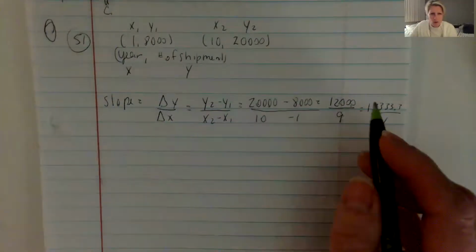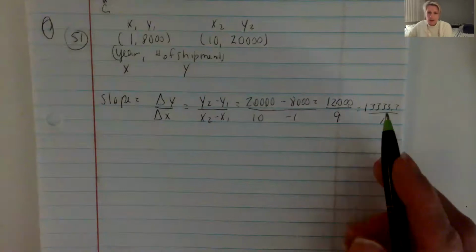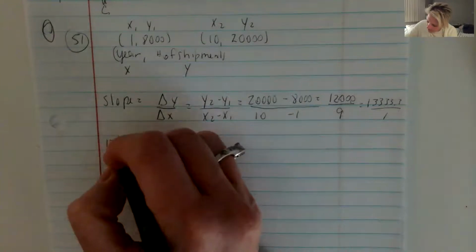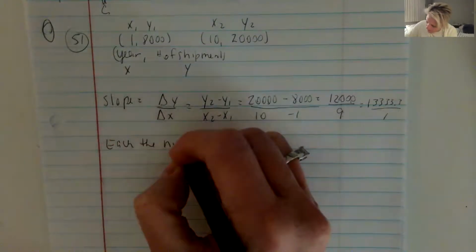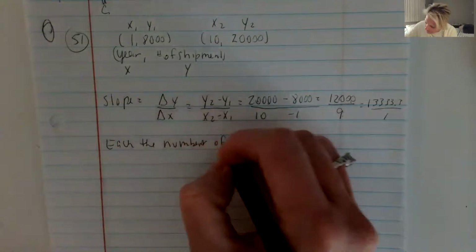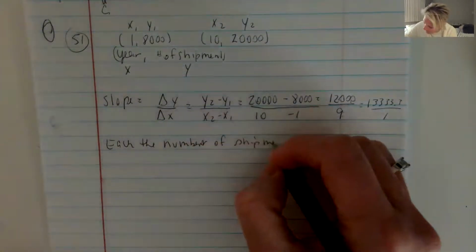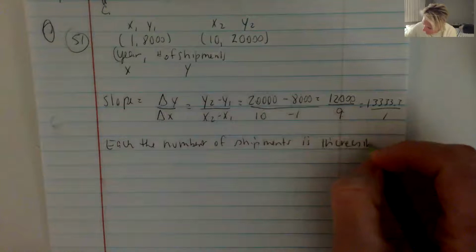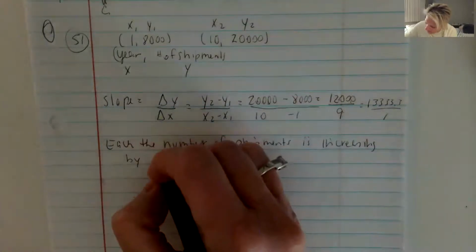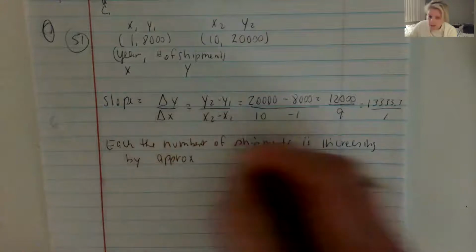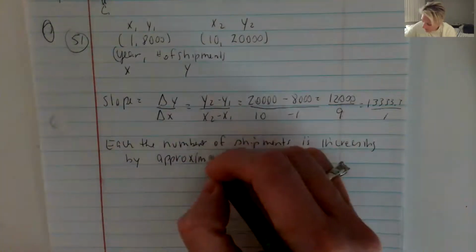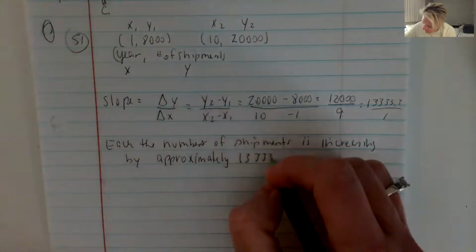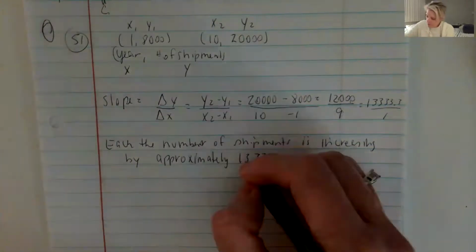So you can only have a whole shipment. You can't have part of a shipment. So for this one, I'm going to round to the nearest whole shipment. So this tells us that each year, the number of shipments is increasing by, and I'm going to say approximately, because this is a little bit of a rounded number, we decided, approximately 1,333.